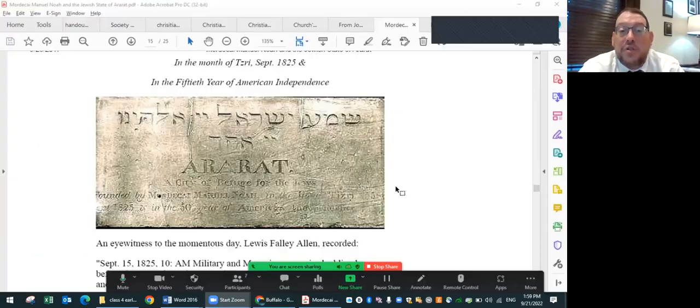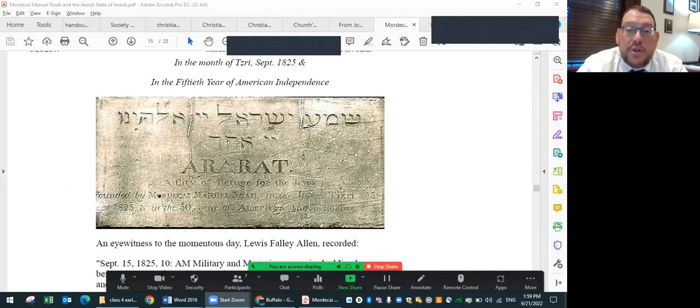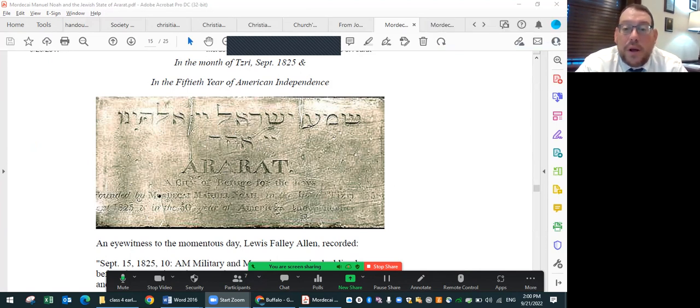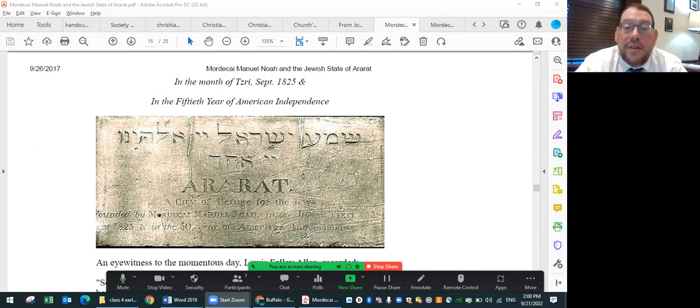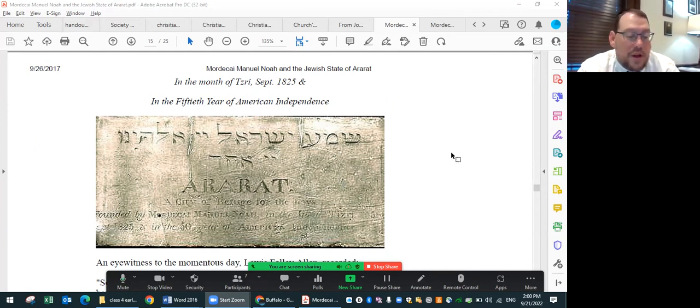And here, by the way, is the actual stone. This is the foundation stone from 1825: Shema Yisrael, a city of refuge for the Jews, founded by Mordecai Manuel Noah in September 1825, in the 50th year of American independence. So this wasn't too long ago. It was the month of Tishrei, September 1825. So this is literally 193 years ago. Can anybody guess why it's named Ararat?